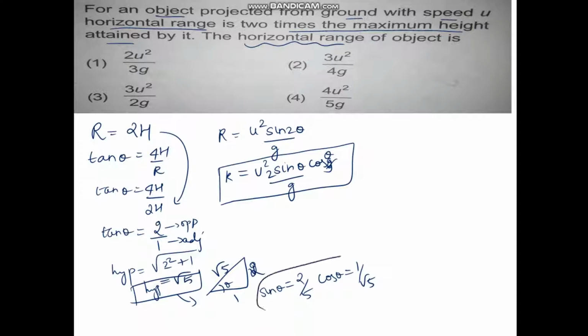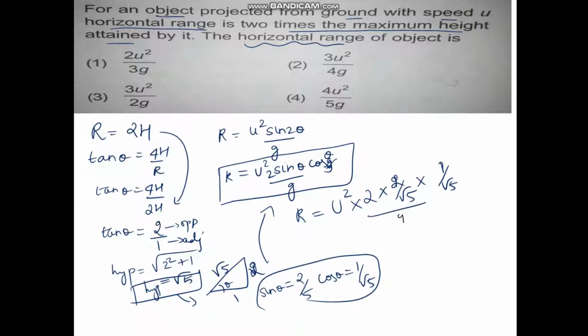These things we are substituting in this equation. R is equal to u square into 2 into sine theta, 2 by root 5, into cos theta, 1 by root 5, divided by g, which comes out to be 4 u square by 5g. So the fourth option is the correct answer.